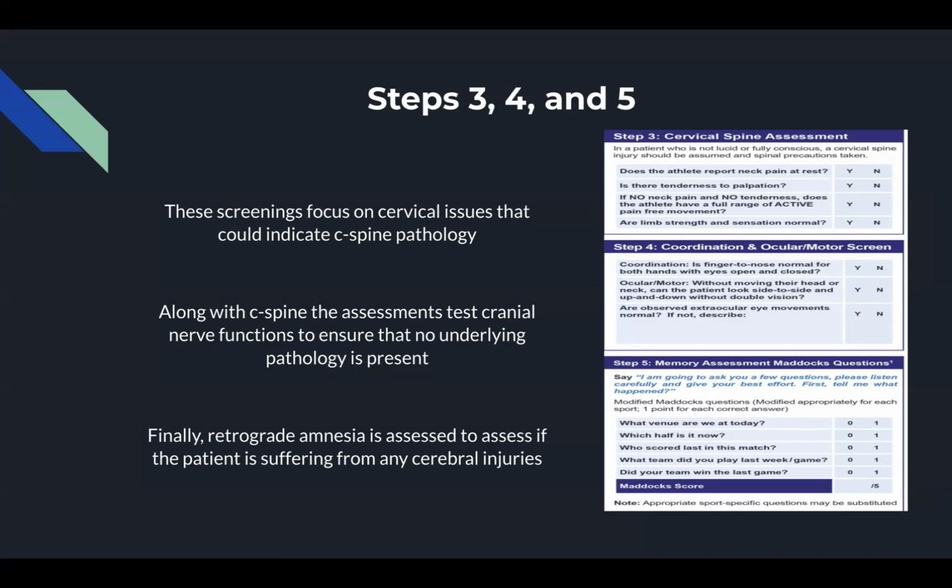Moving into step 5 is the memory assessment, Maddocks questions. So these are things that you see a lot in movies and that sort, when they just ask where you are. So what venue are we at today? Which half is it? Who scored? What team did we play last week? Things of these natures. And these type of questions are being asked to test for amnesia, testing for retrograde specifically.